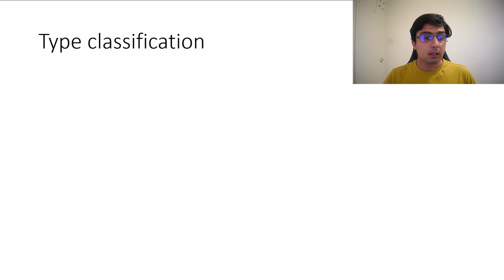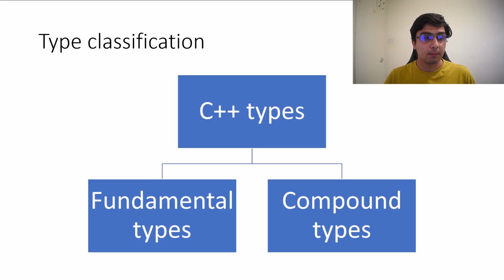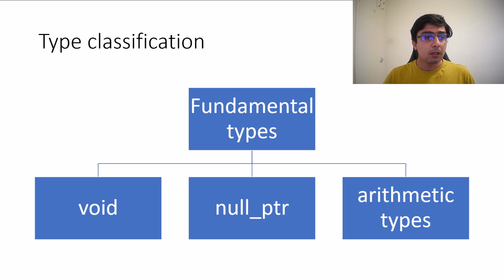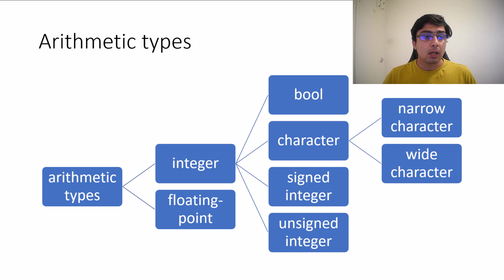The C++ type system consists of the following types: the fundamental types and compound types. The fundamental types are categorized into 3 categories, namely void, null pointer, and arithmetic types. Arithmetic types, as the name suggests, are types that allow us to perform mathematical operations. They are categorized into 2 groups: integral types and floating point types. Let's break them down into simpler terms.